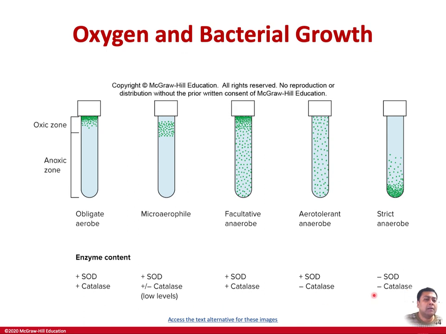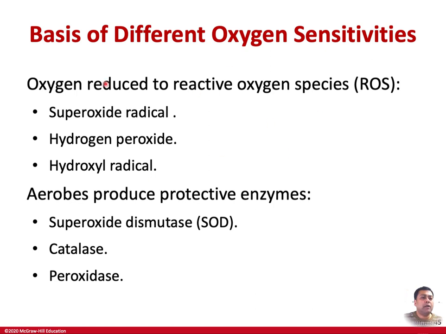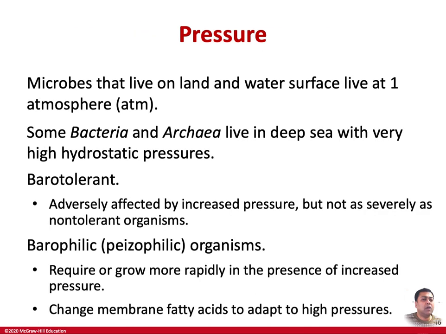Don't worry about that, as long as you remember that you need this antioxidant enzyme system in all of the bacteria that are growing in the presence of oxygen. Only the aerotolerant anaerobes have just the SOD, or superoxide dismutase, but there is no catalase present. So the next one we are looking at: oxygen is reduced to ROS, superoxide radical, hydrogen peroxide, hydroxyl radical. Aerobes produce the protective enzymes superoxide dismutase, catalase, and peroxidase. So that's what we just talked about.